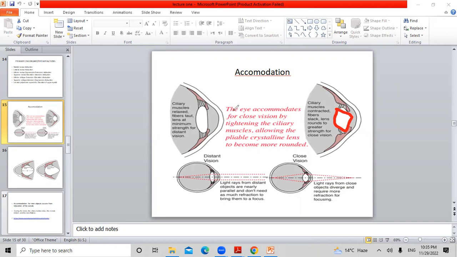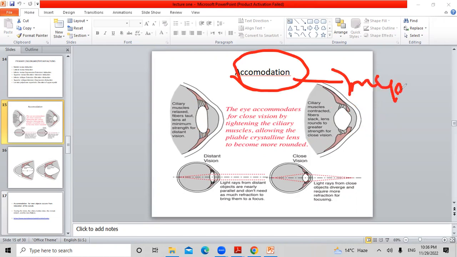Okay, so the ciliary muscle contracts, the zonule slackens, and the lens rounds up to greater strength for close vision. Just imagine it becomes more globular in shape, while here it's flat. Here there is relaxation of the ciliary muscle, the zonule is strengthened, and the lens is flat. This globular lens will make a myopic shift. It will lead to a myopic shift. So accommodation means myopic shift. Is it clear? This is the meaning of accommodation.